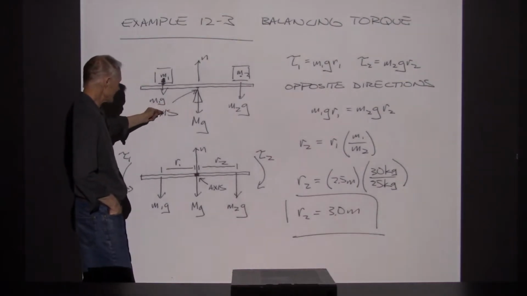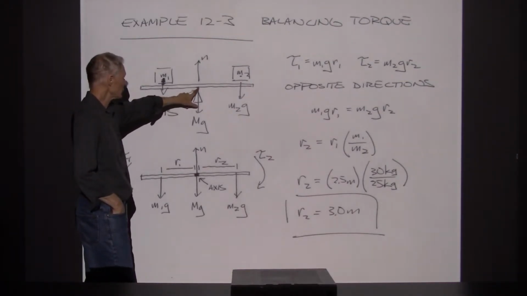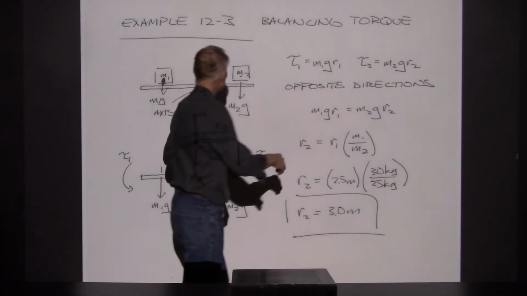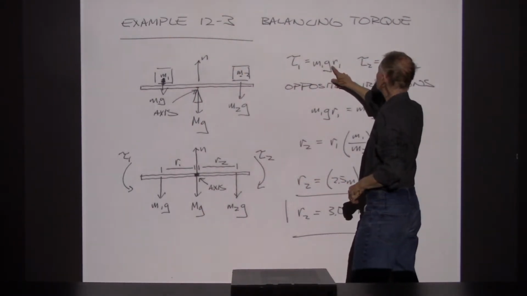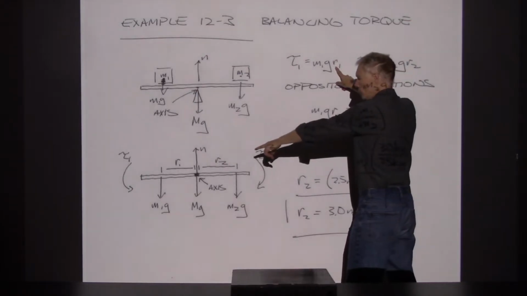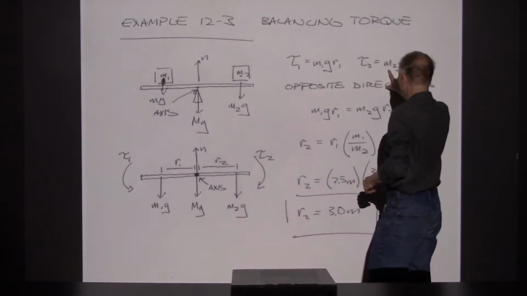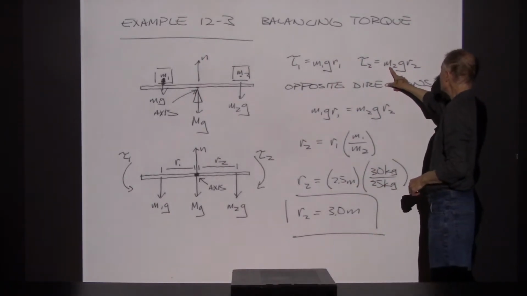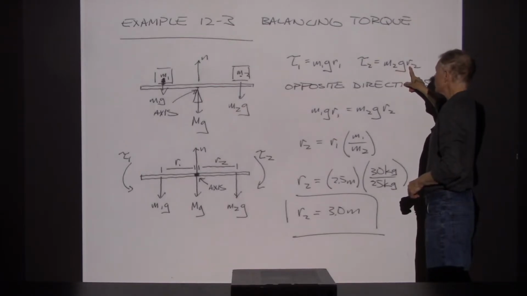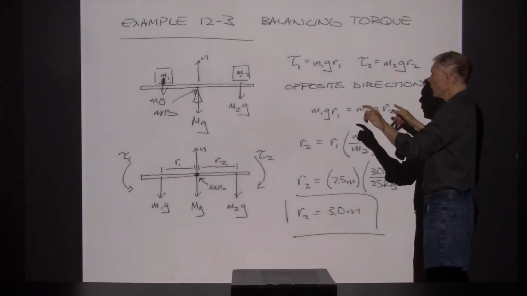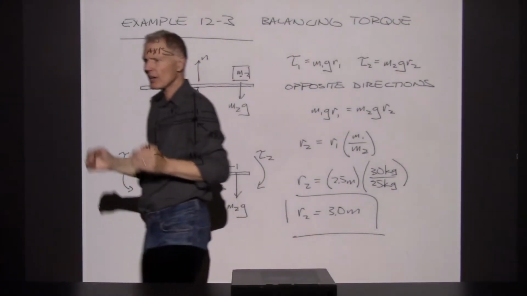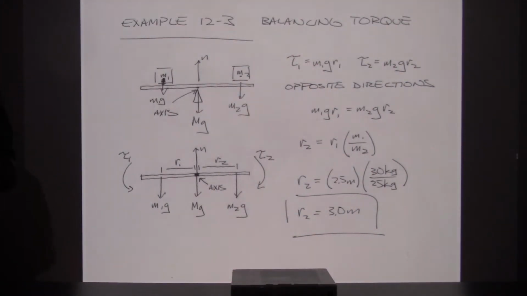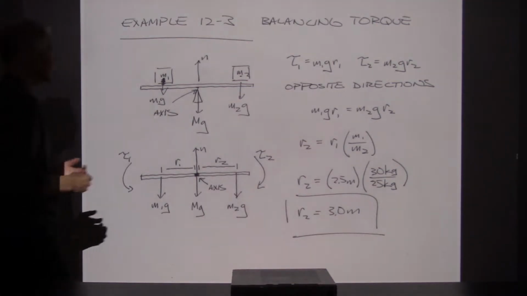Now the axis of rotation is right there. The torque we're going to get from side 1 is M1 g R1, which is in the picture here. The torque we're going to get on side 2 is M2 g times R2. These torques are opposing each other. They're in opposite directions. And that means I just have to make sure I have the same magnitude, the same amount of torque on each side.